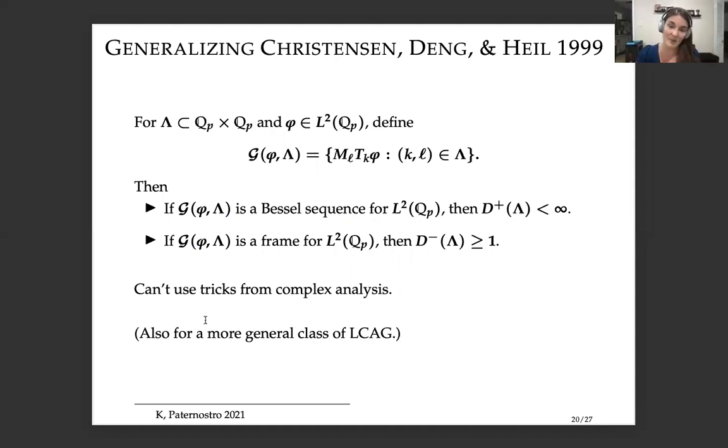And so Vicky and I have generalized this result from Christensen, Deng, and Heil in the late 90s, which basically says that if we modulate and translate a function, and it holds more generally for a class of different functions, then if we get a Bessel sequence, we know the set of shifts and modulations has an upper density that is finite. And if we get a frame, then we know the lower density is at least 1.